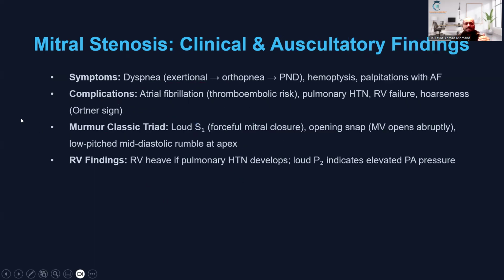For mitral stenosis, patients commonly present with dyspnea. Usually it's exertional. It can over time evolve into orthopnea and PND. Hemoptysis is a symptom that can happen in mitral stenosis, and the patient may get palpitations due to AFib. Some common complications are AFib, pulmonary hypertension, right ventricular failure, and hoarseness, which is also called Ortner's sign. Now, for mitral valve stenosis, the murmur gives a triad. The first heart sound is loud. You hear an opening snap when the mitral valve opens abruptly, and then you hear a mid-diastolic rumble at the apex area.